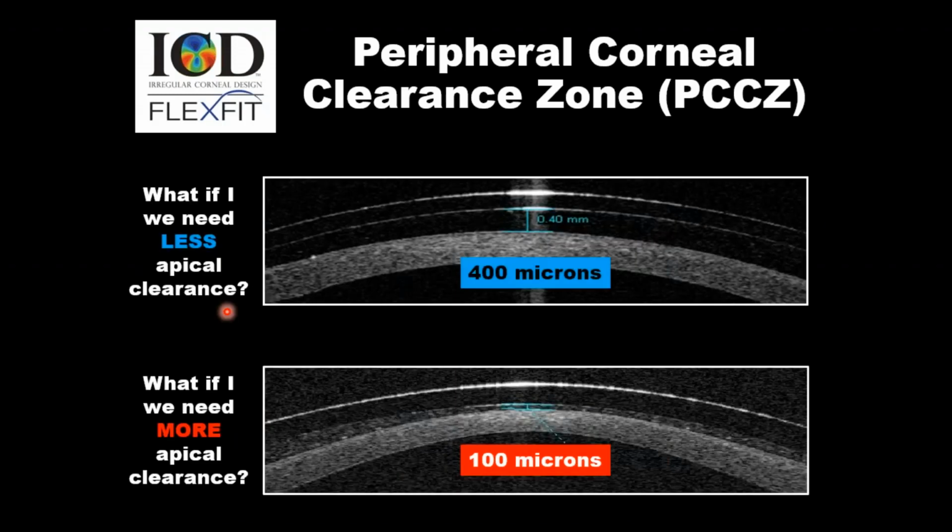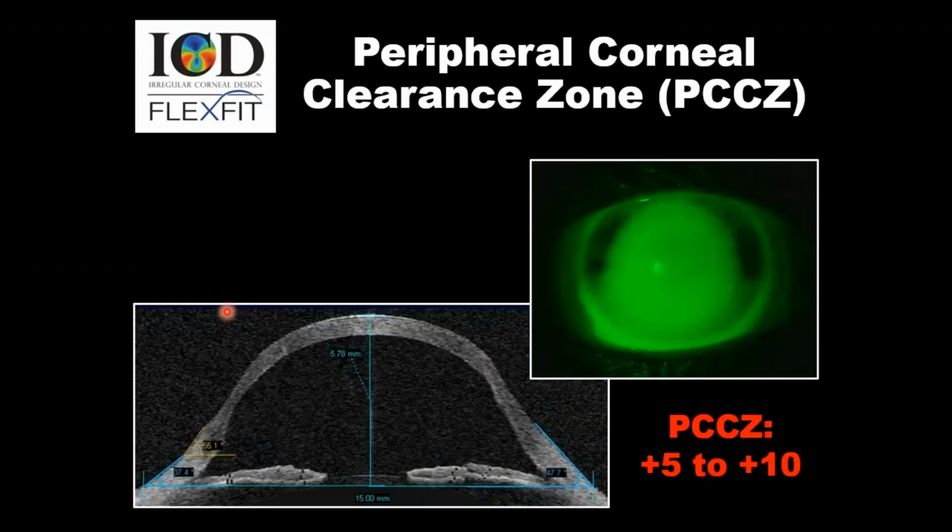lens. So the peripheral corneal clearance zone can be used when we need less apical clearance or more apical clearance. Instead of changing the base curve, we can just do a simple adjustment of increasing or decreasing the peripheral corneal clearance zone.